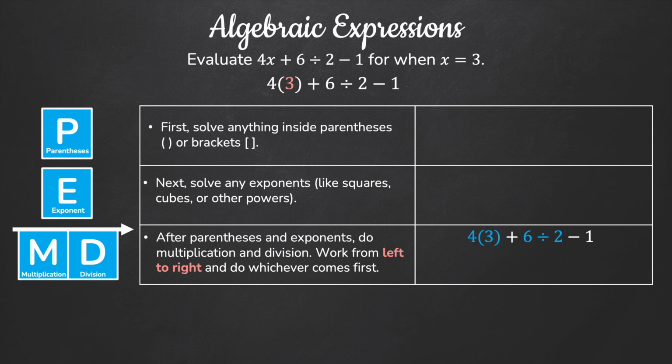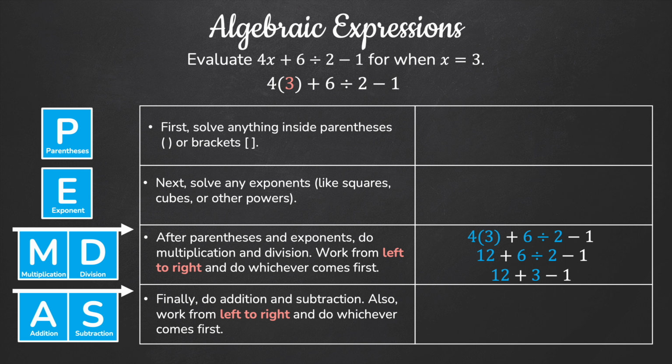And in this case, we do have both multiplication and division. We do have multiplication first, so we're going to go ahead and multiply 4 times 3 first. And 4 times 3 is equal to 12. And then we also have division, and 6 divided by 2 is equal to 3. Next, we're going to move on to A and S, which is addition and subtraction. And the same thing as multiplication and division, we're going to do whatever comes first from left to right. And in this case, addition does come first. So 12 plus 3 is equal to 15. And then minus 1 is equal to 14.